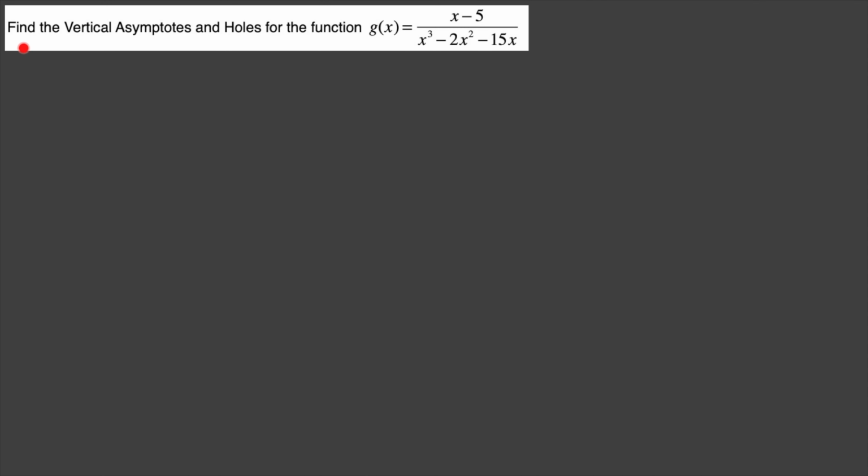This question says, find the vertical asymptotes and holes for the function g of x equals x minus 5 all over x cubed minus 2x squared minus 15x. So let's define a vertical asymptote and look at the steps to find it.